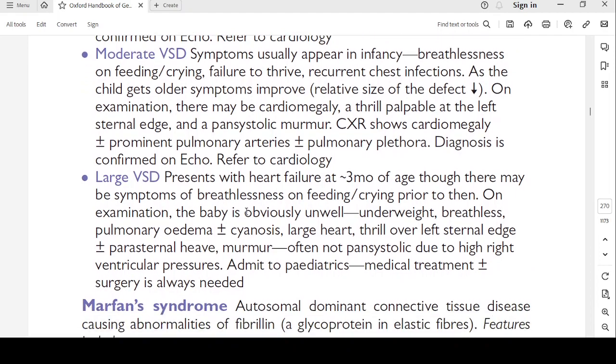Large VSD. Presents with heart failure at 3 months of age, though there may be symptoms of breathlessness on feeding and crying prior to then. On examination, the baby is obviously unwell, underweight, breathless, pulmonary edema is present, plus or minus cyanosis, a large heart, thrill over the left sternal edge, plus parasternal heave or murmur. Not often pansystolic due to high right ventricular pressure. Admit to pediatrics; medical treatment plus or minus surgery is always required.